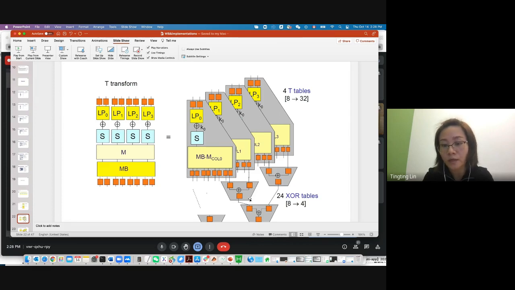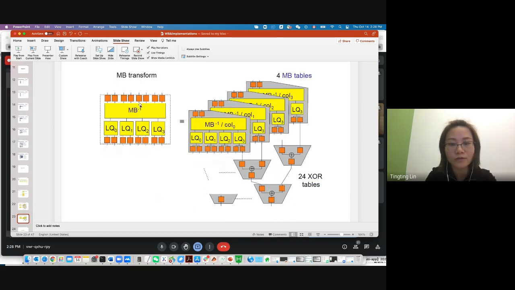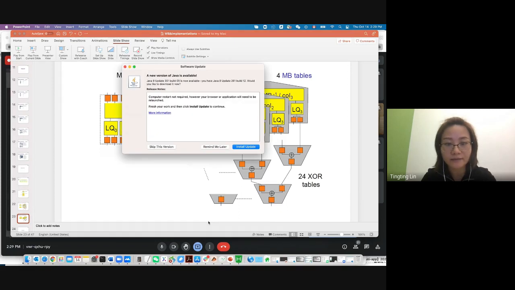Then we need extra XOR to do that. But of course, those XORs also need to be obfuscated, so we use encodings to protect them. They are also created as lookup tables. This is for the T transform, and for the MB transform, we do the same: divide it into several pieces and use the XOR tables to finish the XOR step. And then the AES will be implemented with those lookup tables. Okay, so this is for white-box AES.